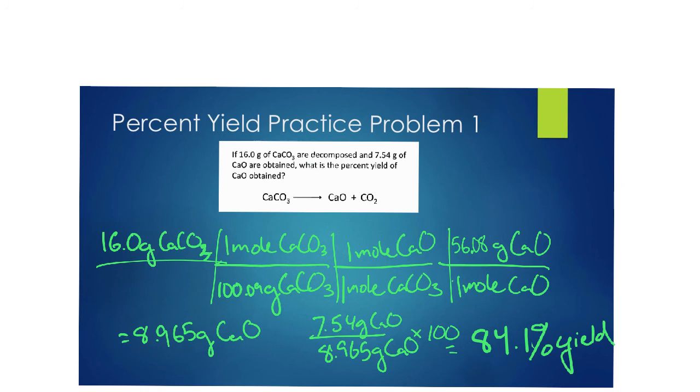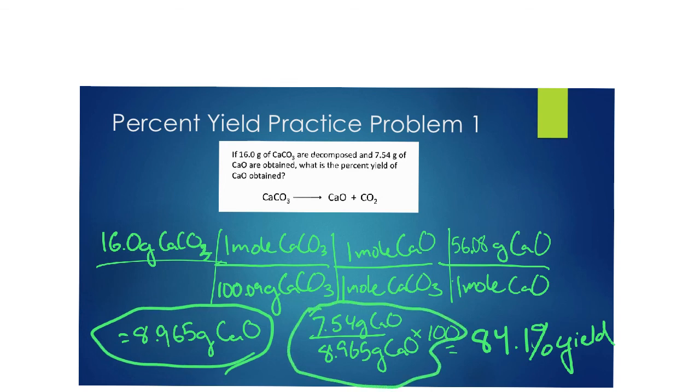Okay, so what you see here is I took the grams of the CaCO3 and converted it into moles, then used the mole ratio from the balanced chemical reaction to convert that into CaO, and then used the molar mass to convert that into grams. Based off of the math, I got the theoretical yield to be 8.965. Plug that into the percent yield equation right here to get an 84.1% yield.